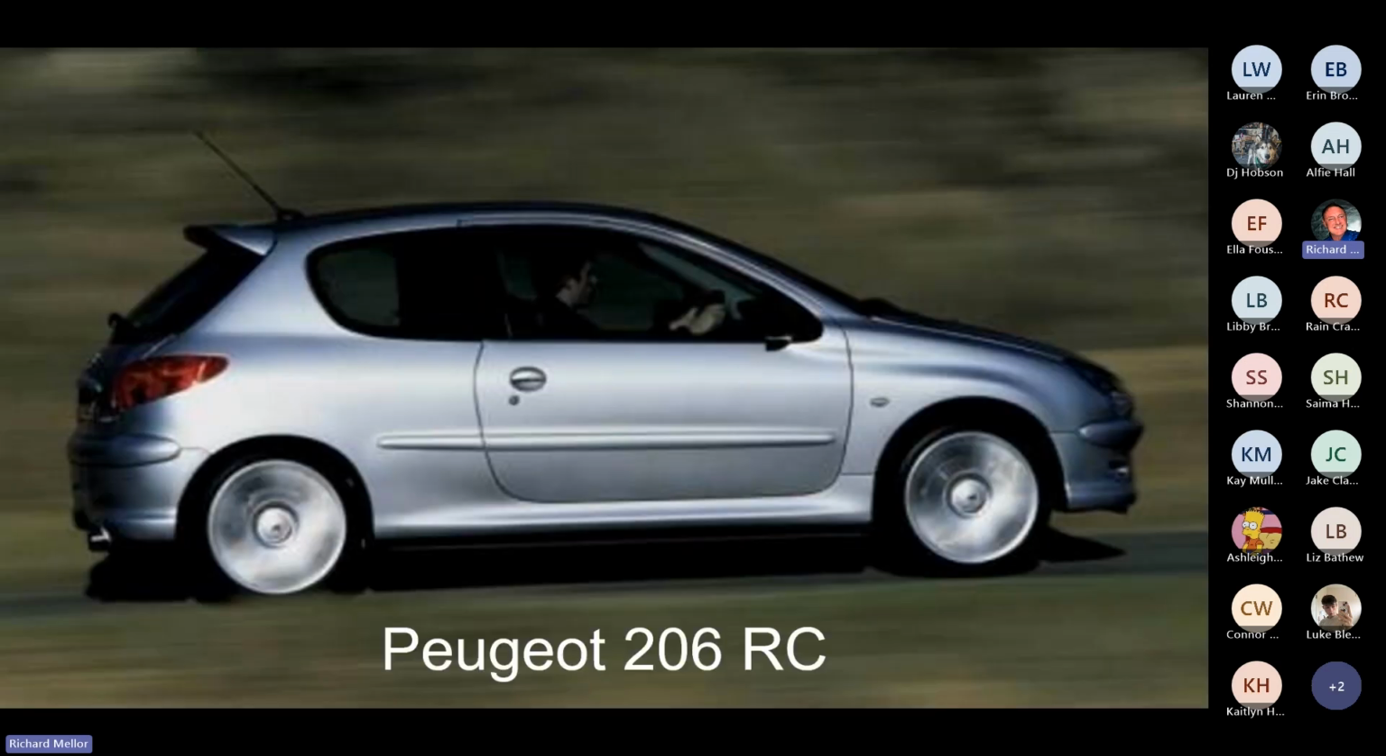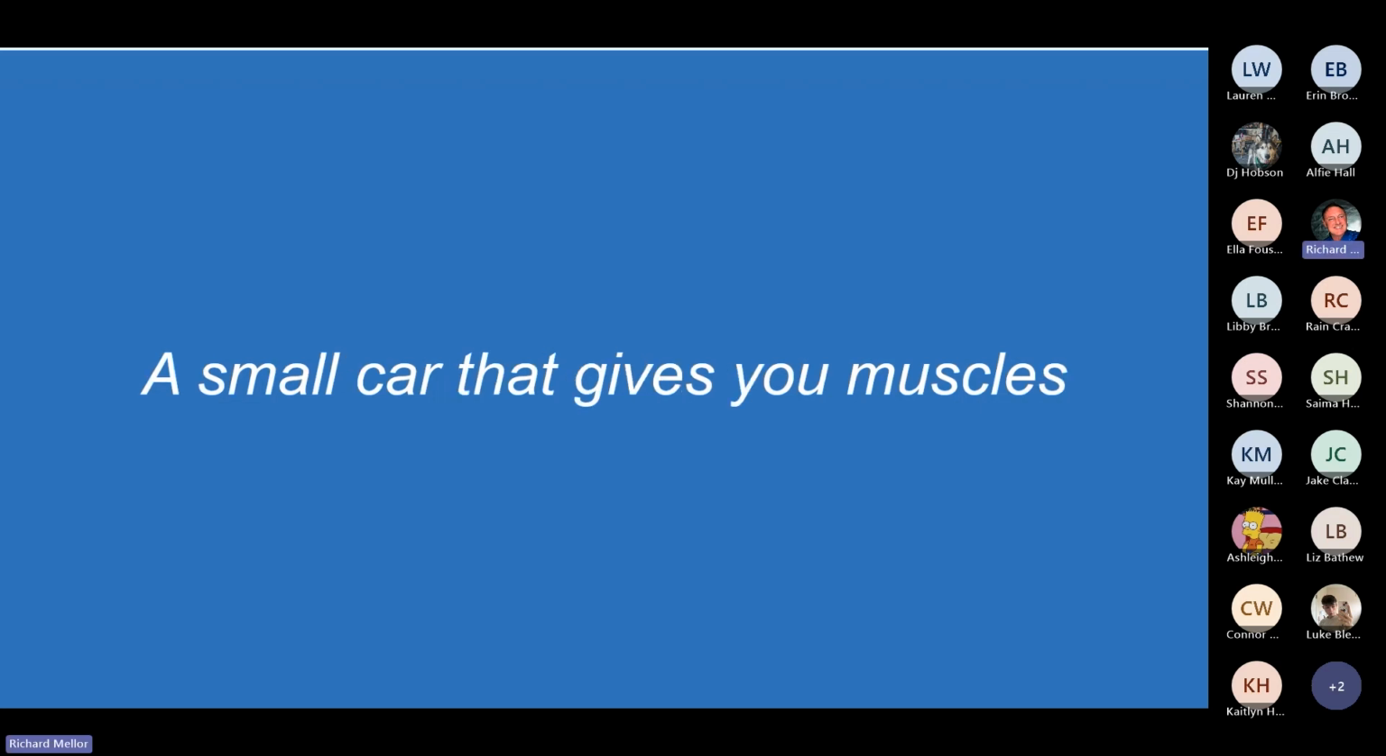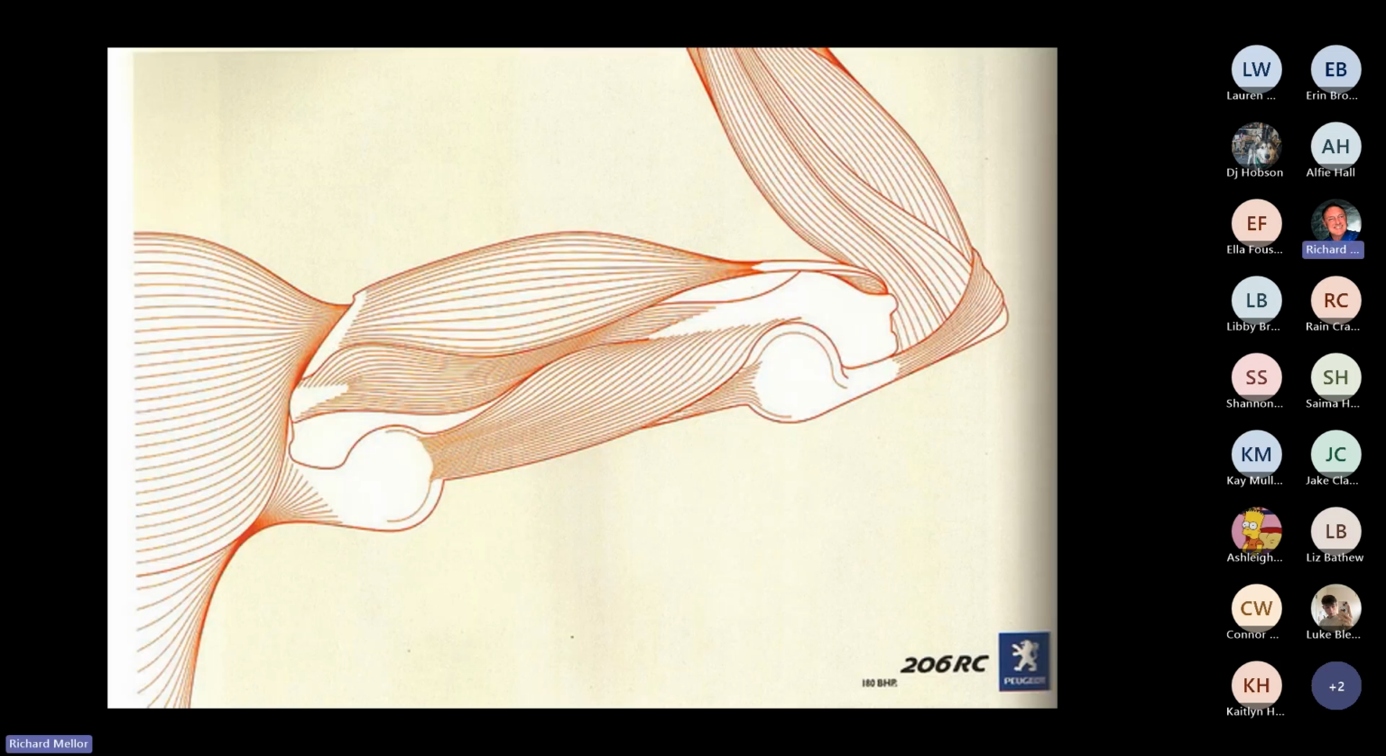So what if our car was smaller, but with a big engine? And it's the Peugeot 206RC, which stands for rally car. Generally, they are beefed up smaller cars. It's a car with lots of muscle. We could also say it's a small car that gives you extra muscle. And this is actually an ad campaign by them. And that's the strapline, the 206 RC, the car that gives you extra muscle.